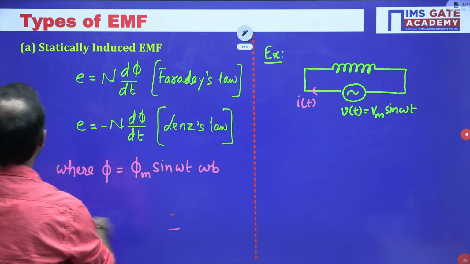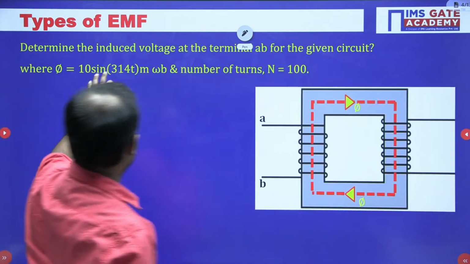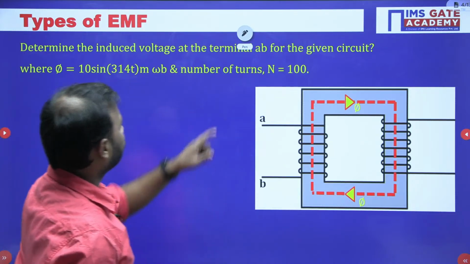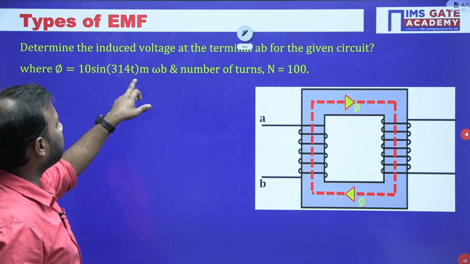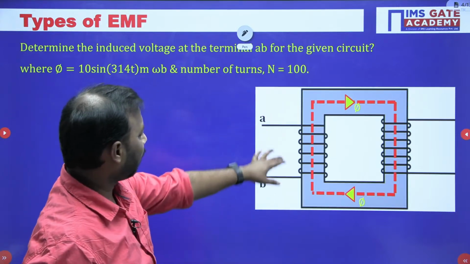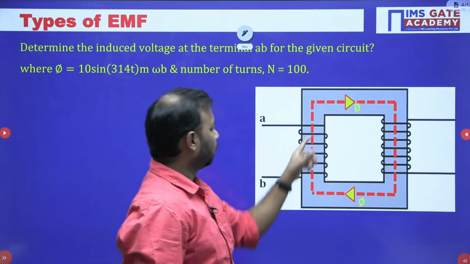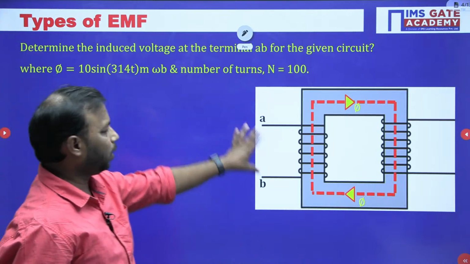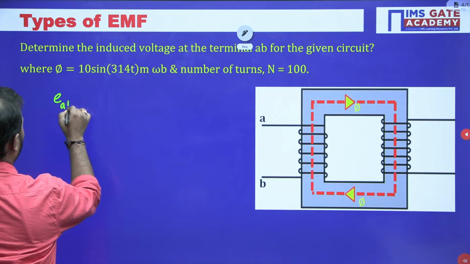Let us move ahead to one particular example. Determine the induced voltage at the terminal AB for the given circuit, where phi equal to 10 sin 314 t milliweber and the number of turns N equal to 100. So here you have a total of 100 turns. This is the flux. We need to find the induced EMF, so EAB we need to find.